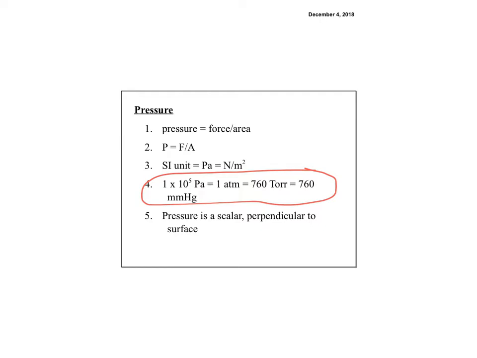It does tell you that 1 times 10 to the 5th pascals is equal to 1 atmosphere, which is equal to 760 torr. It may not have the torr, but it definitely has the 760 millimeters of mercury. Remember, that's also the same as 100 kilopascals, so you'll see that sometimes. And you need to remember especially that pressure is a scalar, and so it's perpendicular to the surface. So it doesn't matter how much stuff you have, it just matters how high up it goes.